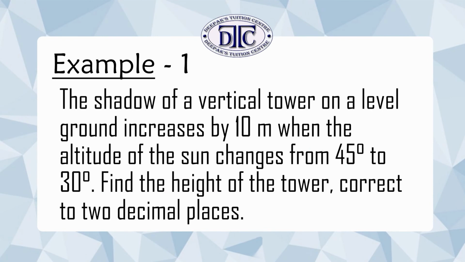The shadow of a vertical tower on a level ground increases by 10 meters when the altitude of the sun changes from 45 degree to 30 degree.